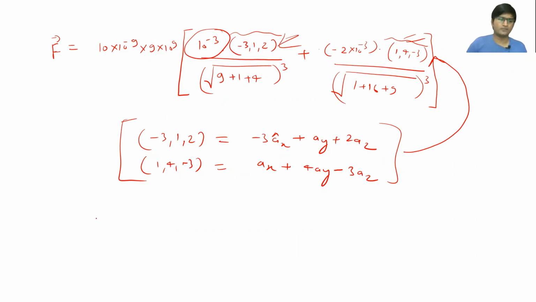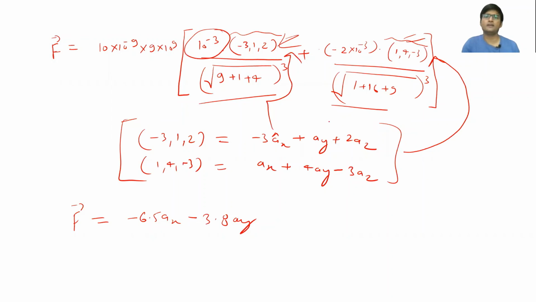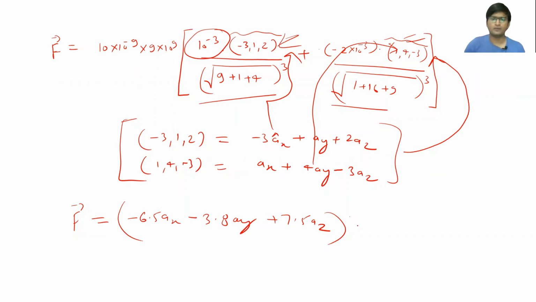So finally, if you put all these values, you will get the value of force F as minus 6.5 ax minus 3.8 ay. What I have done is put all these values here, and then after calculating, I get the final value of force F. Then the final term is 7.5 az, and it will be multiplied by 10 to the power minus 3, and the unit is Newton. So the unit of force is Newton.